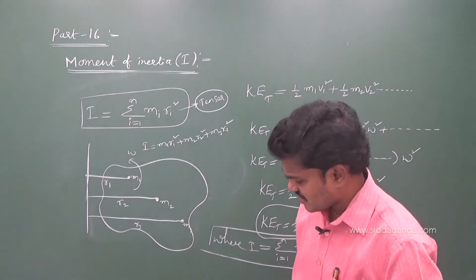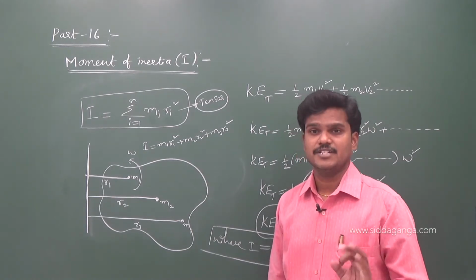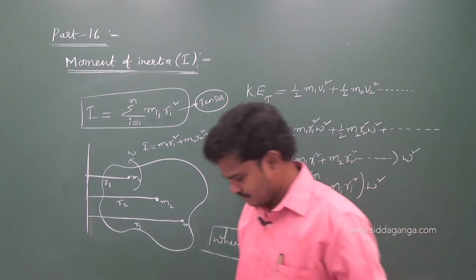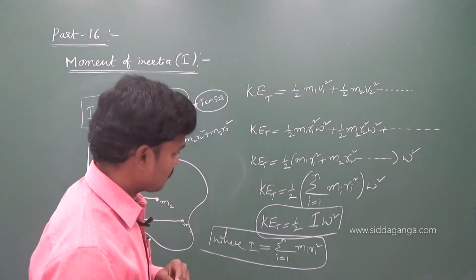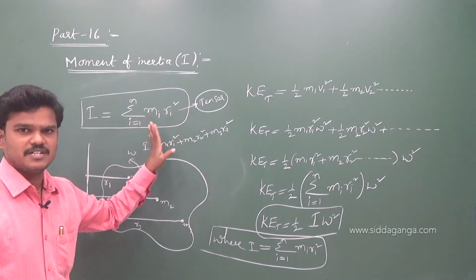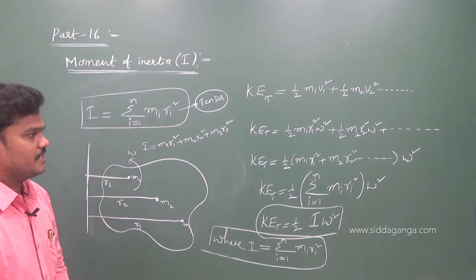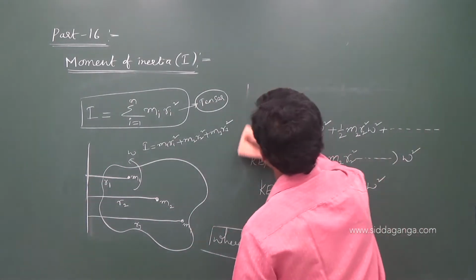That's why it is not a scalar, it is not a vector, and it is a tensor. Keep in mind, it is a tensor. Moment of inertia is a tensor quantity, and it is the product of mass and square of distance. That is clear. Tensor quantity. Now let me continue with some more extension.